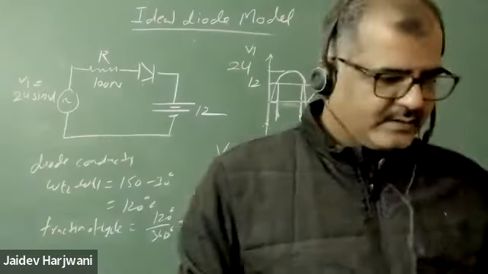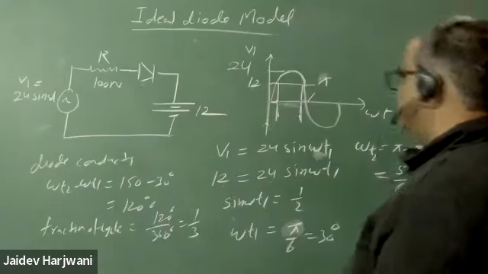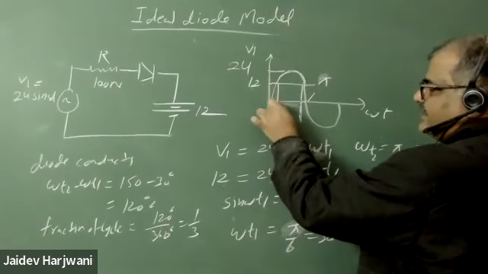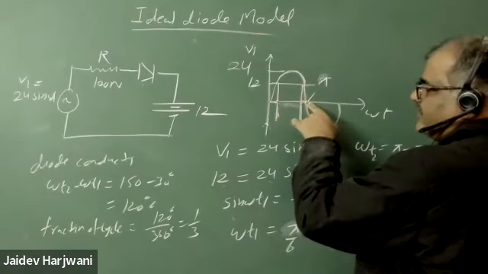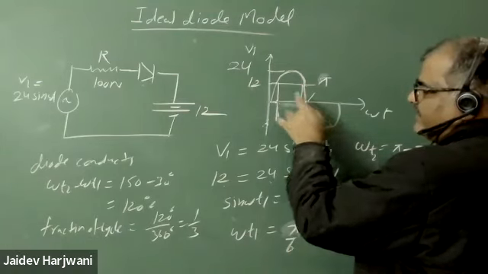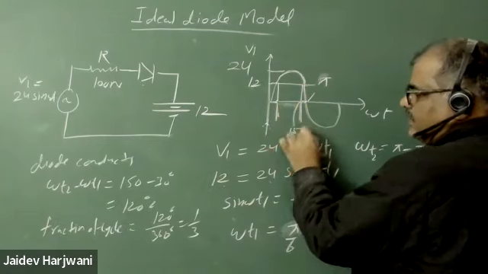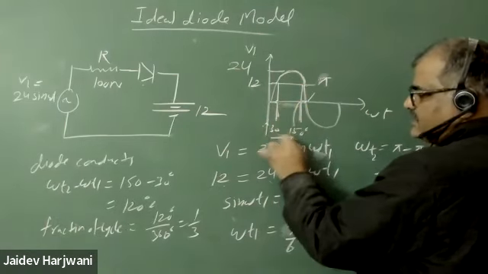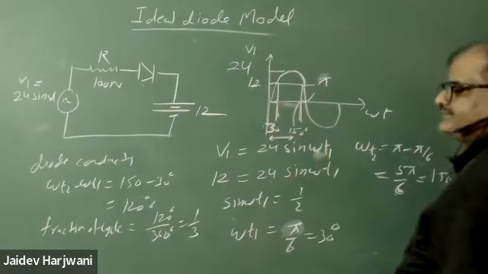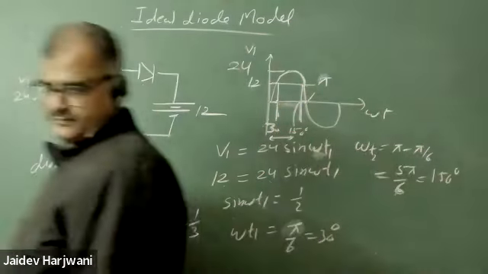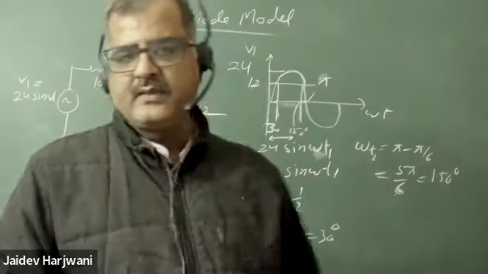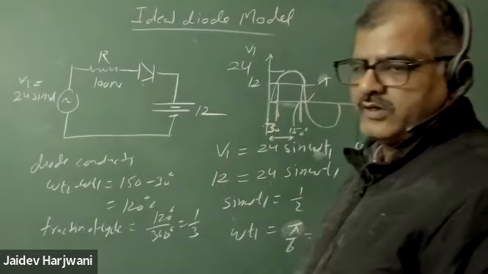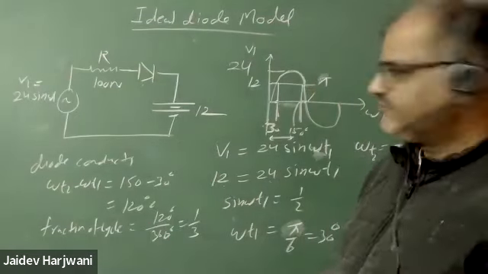Sir, please explain the calculation of omega t2 once more, how did you take pi? This gap is pi by 6, and this gap will also be pi by 6. Yes, it is symmetric. So 180 minus 30 comes to 150, and this is your 30. So the total gap is 120 degrees. Is the problem clear to you? Yes, sir. Okay, this is the first part.